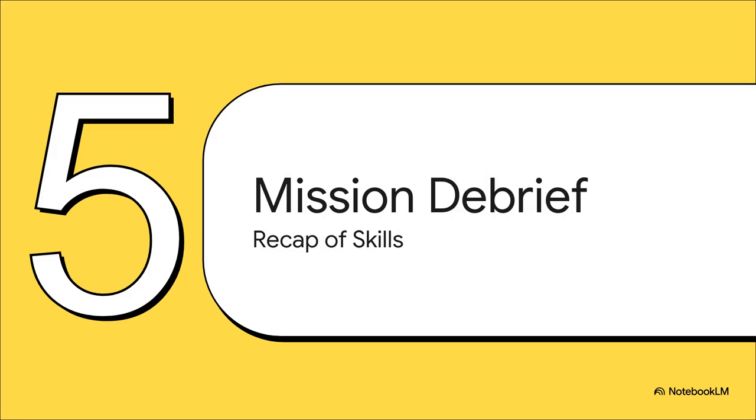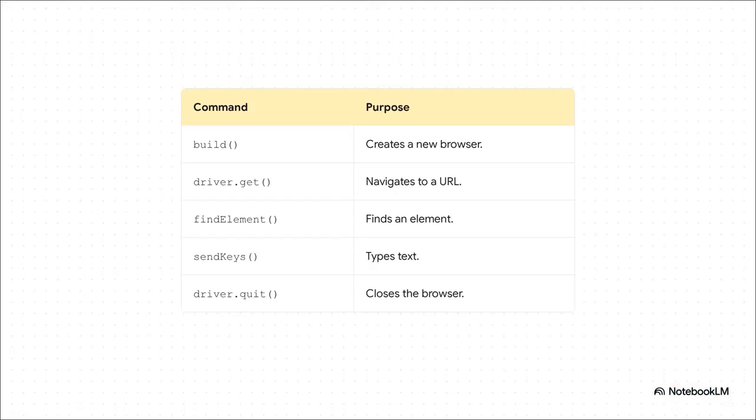And that brings us to our final section, the mission debrief. We did it. So let's just take a second to quickly review the new skills and commands that you now have in your automation toolkit. So let's just recap our core toolkit here. We used build to start the browser, we used driver.get to go to our website, find element was like our targeting system to lock onto an element, send keys let us actually type into it, and finally, driver.quit gave us a clean shutdown. These 5 commands, they are the absolute fundamental building blocks for pretty much any browser automation you can think of.